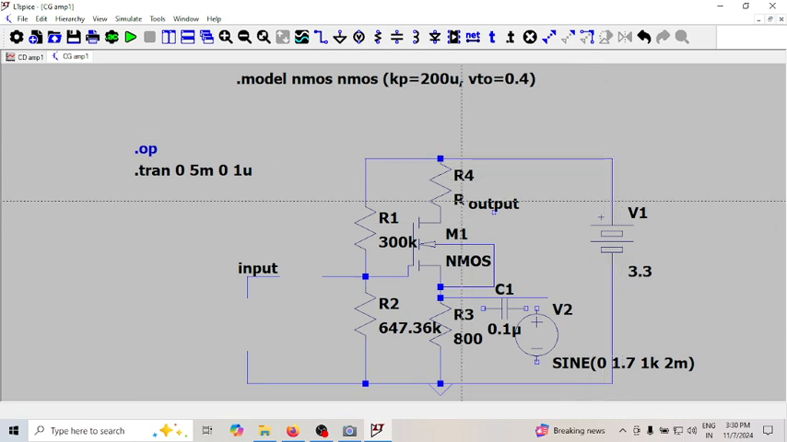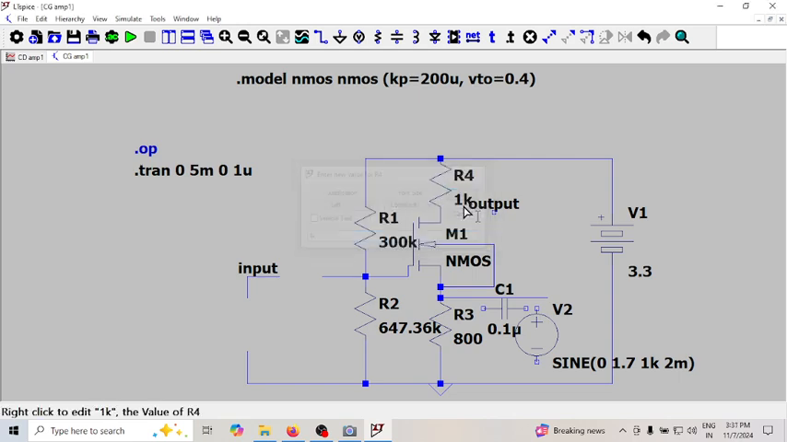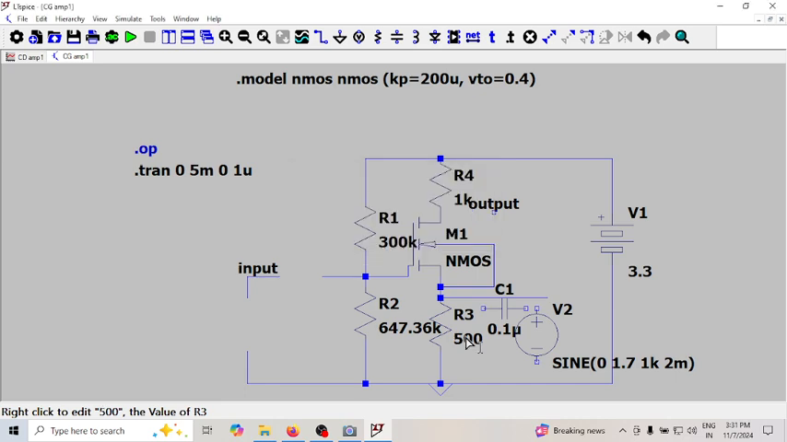So this is actually RD. The value is 1K, and this is 500 ohm. So my input is actually here. Let me move this from this to this, and let me connect this to this, and let me connect this here, and let me connect this to ground.